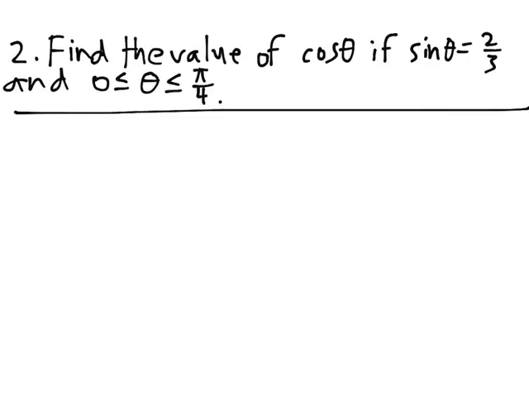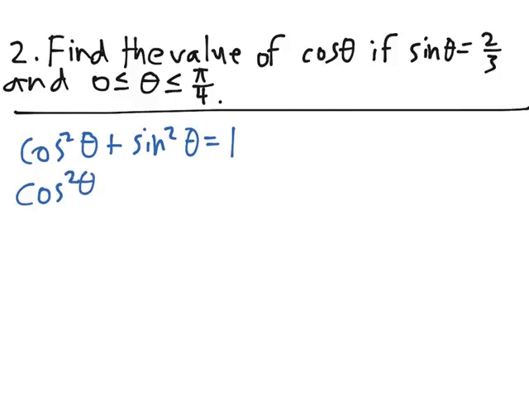Problem 2. Find the value of cosine theta if sine theta is equal to 2/3 and 0 is less than or equal to theta, which is less than or equal to pi over 4. To solve this, let's first use the Pythagorean identity, which tells us cosine squared theta plus sine squared theta is equal to 1. Now we know that sine of theta is equal to 2/3, so if we plug that in, we get cosine squared theta plus 2/3 squared equals 1.